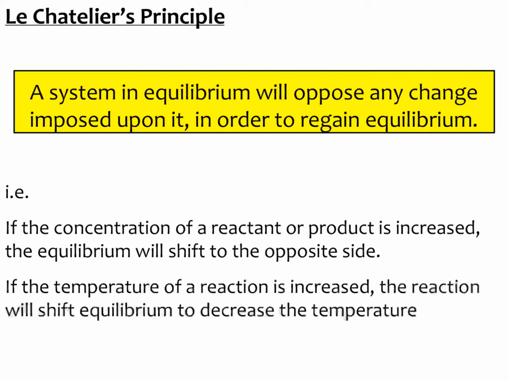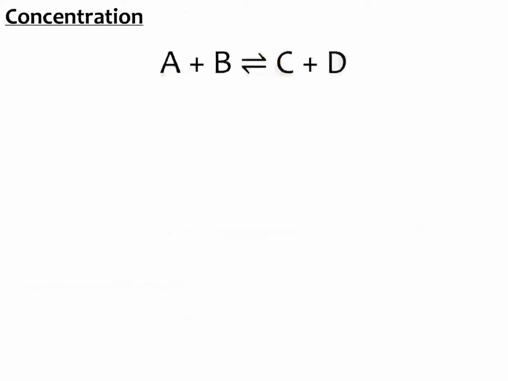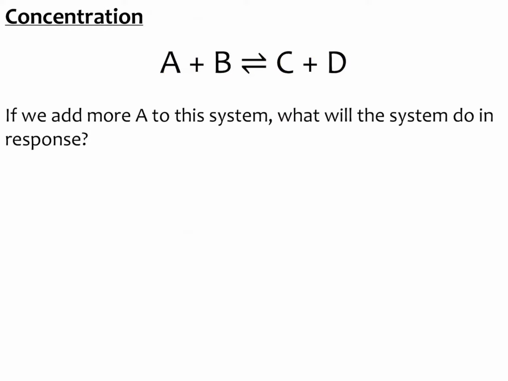Now, as I said, it's not a conscious thought process that the reaction takes place, it is just something that automatically happens. If we increase the temperature, the reaction will decrease it. If we increase the concentration of a reactant, the equilibrium will shift to decrease the concentration to regain an equilibrium position. It won't be the same equilibrium position, but it will be a new equilibrium. So to look at concentration first, we're going to look at a general reaction here, A plus B forming C plus D again. If we were to add more A to this system, what will the system do in response?